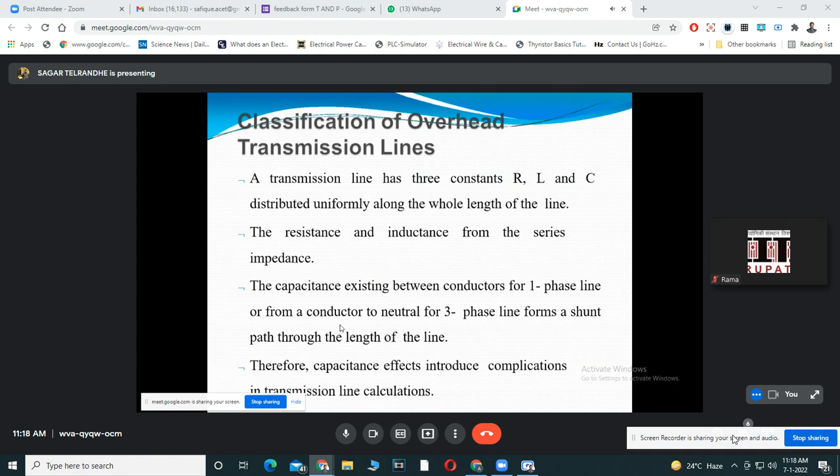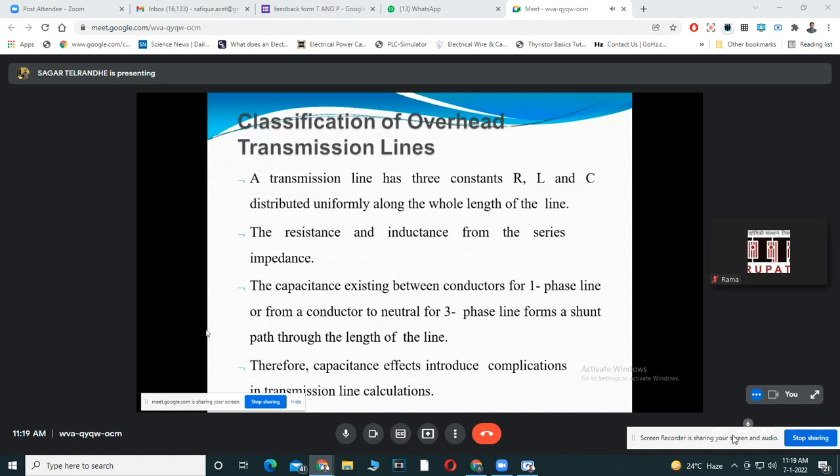Now, the resistance and inductance form the series impedance. The capacitance existing between conductors of a single phase line, or from a conductor to neutral for a three phase line, forms a shunt path through the length of the line. Thus, capacitance adds complications in transmission line calculations. So, it cannot be neglected. Thus, it becomes important for us to consider each and every parameter, that is the resistive nature, the inductive nature, and the capacitive nature.